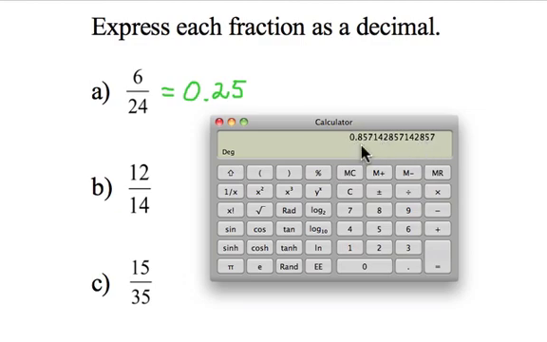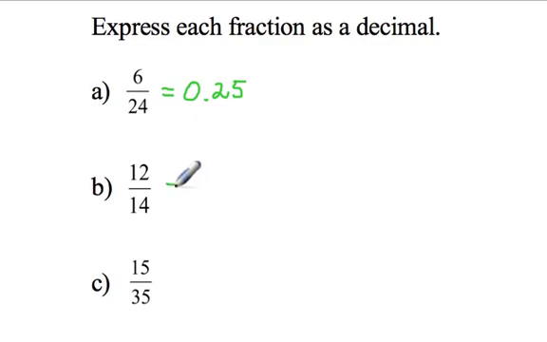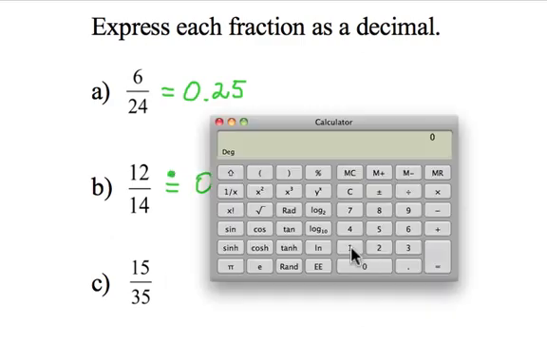Let's say we wanted to round it to 2 decimal places. So the third decimal place is 7, which means we will round the second decimal place up. So the answer is 0.86. And our answer is approximate or rounded.